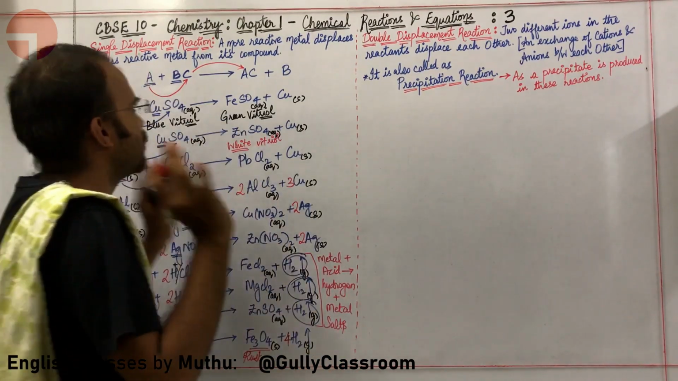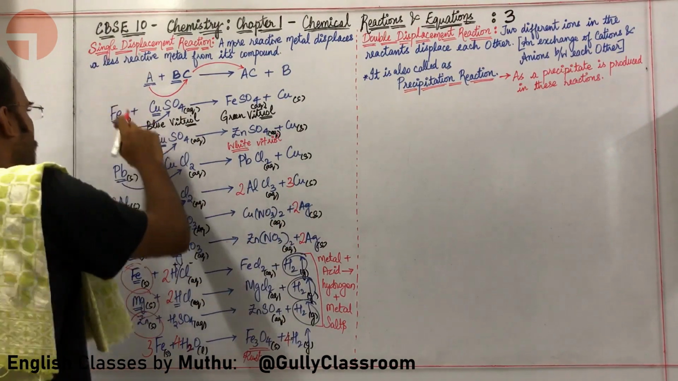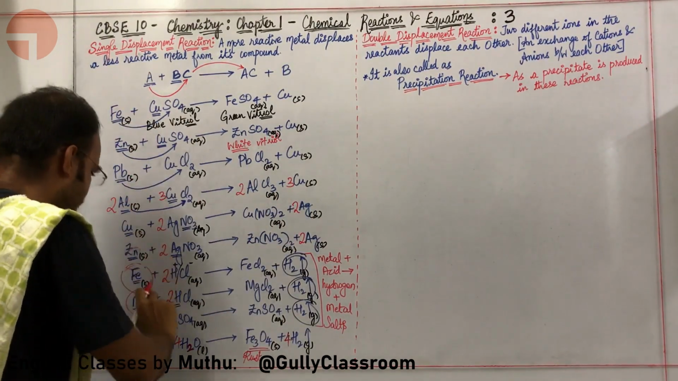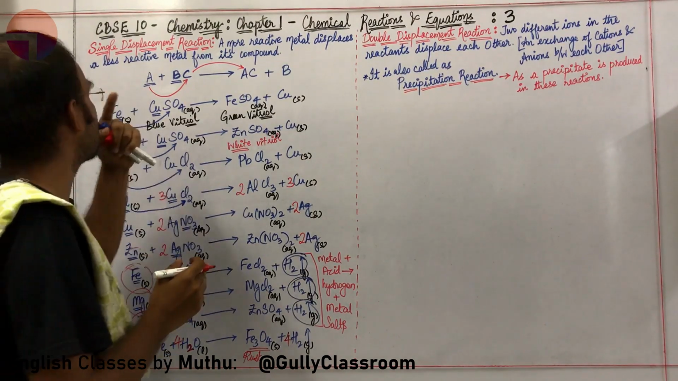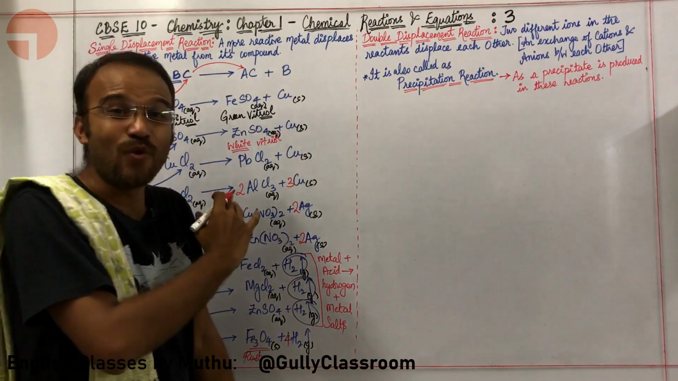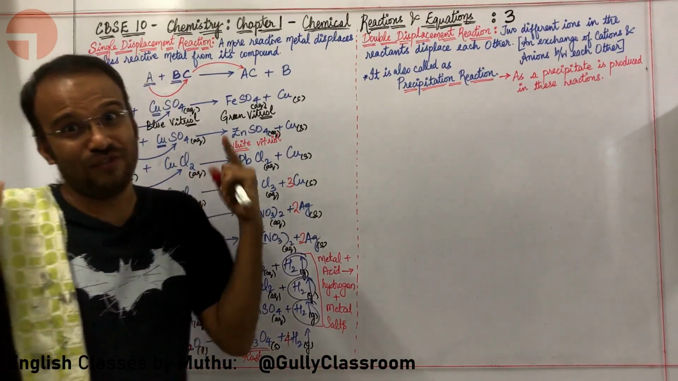Okay, sir. That's more than enough for me. You have written 1, 2, 3, 4, 5, 6, 7, 8, 9, 10. Oh my God. You have written 10 reactions for a single displacement reaction. Yes, I wanted to be thorough. I wanted to give you a lot of content.